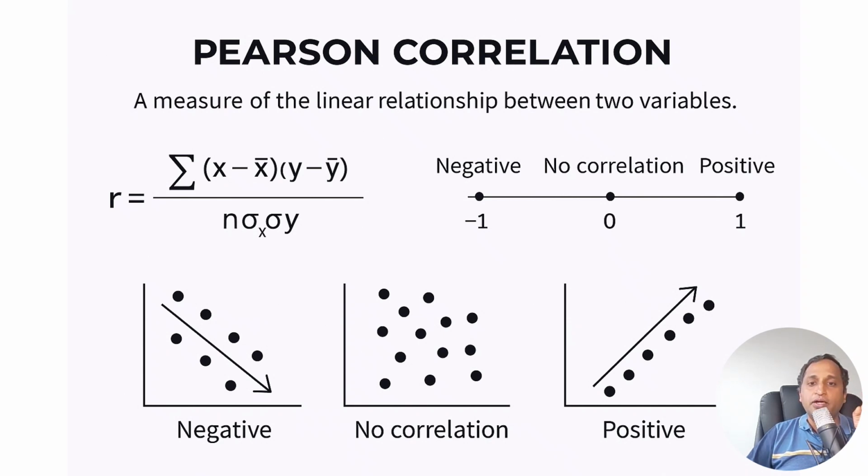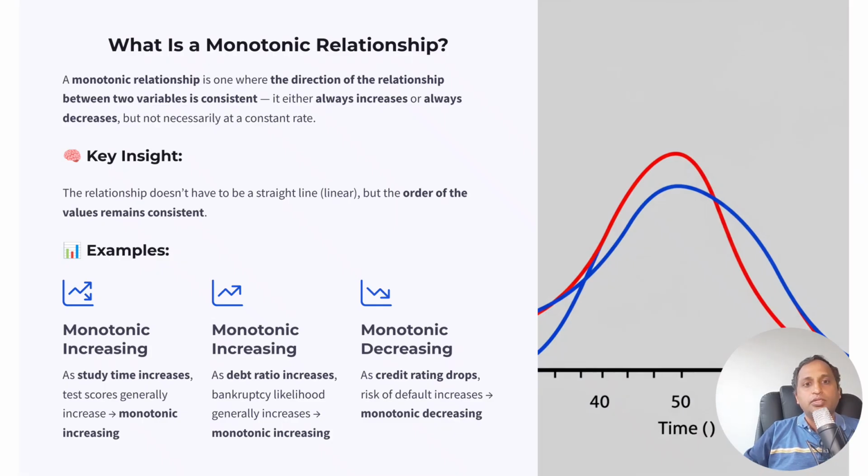So what is the key point? As I said in the previous slide, to summarize, Pearson correlation is best used when you believe the relationship between variables is linear. If your data has curves or ranks instead of a direct linear relationship, that's when Spearman might be the better choice, and we'll talk about that next. So before we talk about Spearman, let's talk about the monotonic relationship, a key concept that helps us understand when and why we should use Spearman correlation over Pearson.